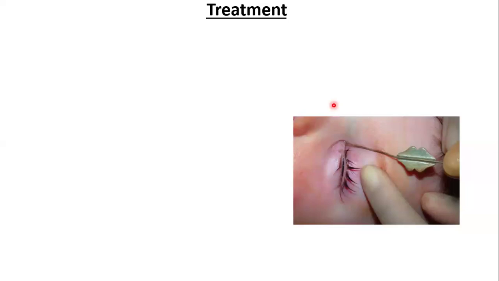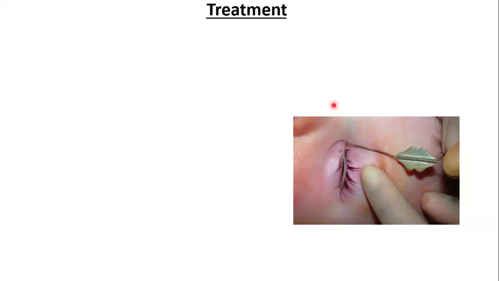We can repeat the probing after 6 months. Okay. That is one option. You can repeat probing only. What other options we have? Stent. Nasolacrimal stent. Balloon dacryoplasty with endoscopic visualization with stenting.